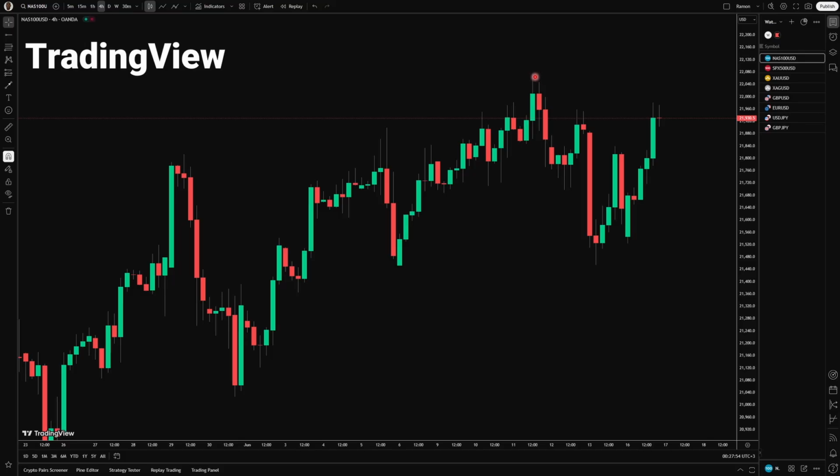What happened after breaking that structure? This is what we call RTO, return to origin, the origin that broke the structure, which is another fair value gap being filled right here. So the price came down to this level and it is now starting to go up. Your guess is as good as mine. Where do you think it's going to target next? It's going to break this structure.